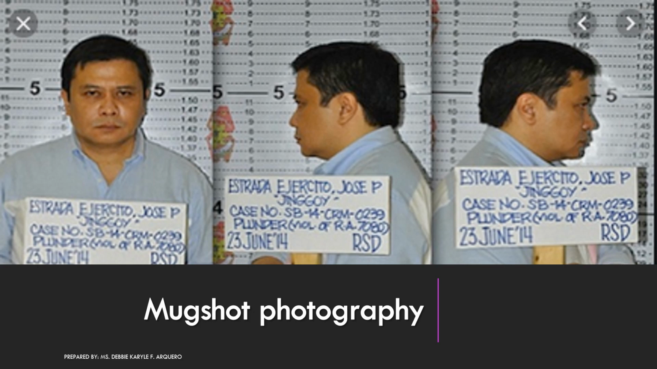Another is mugshot photography. Mugshot photography is usually used in identifying a suspect. Mugshot photography is particularly used for personal identification. And identification, as we have said, is the very first use of photography in police work. This was first discovered or advocated by Alphonse Bertillon.